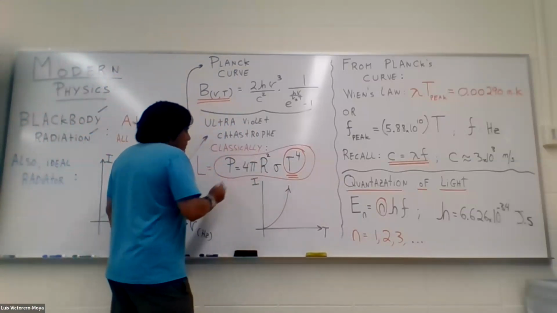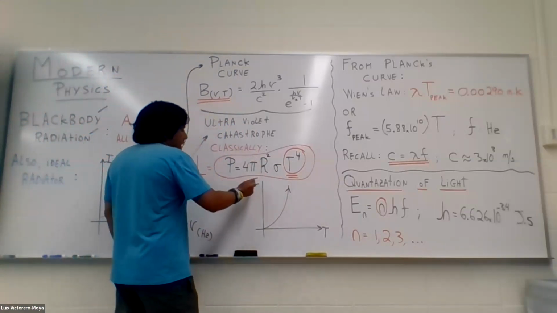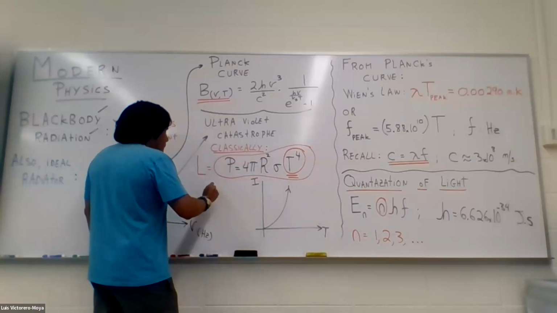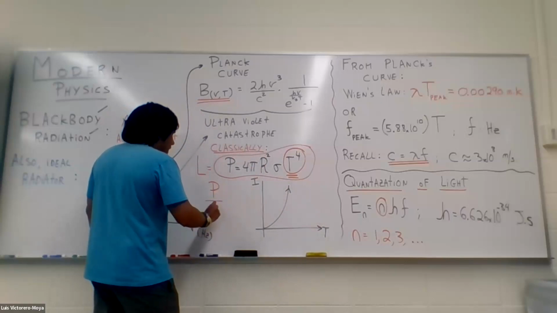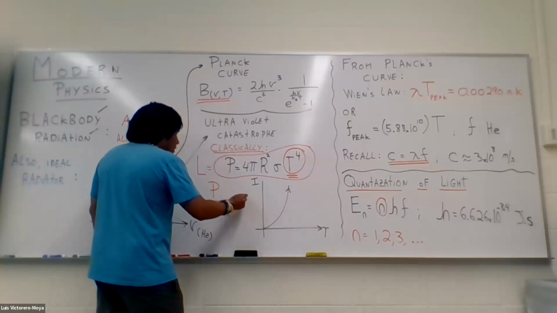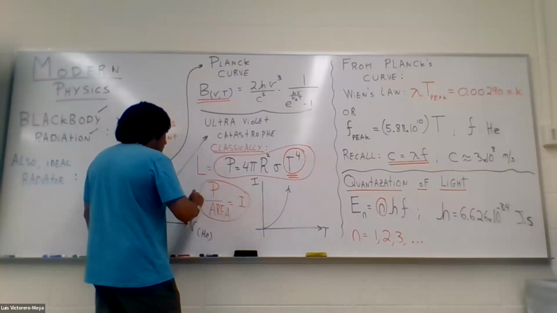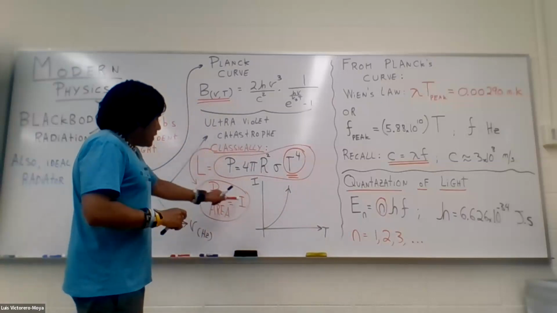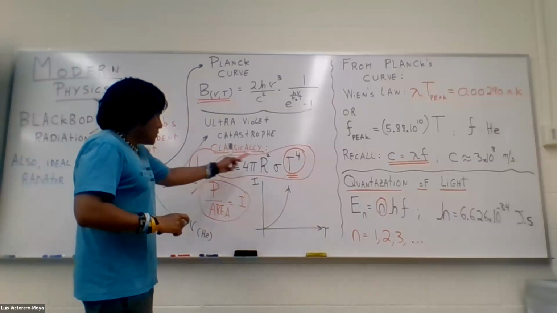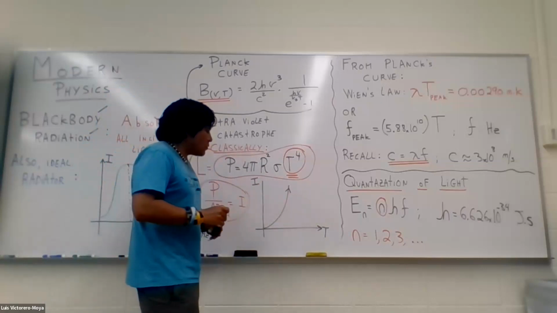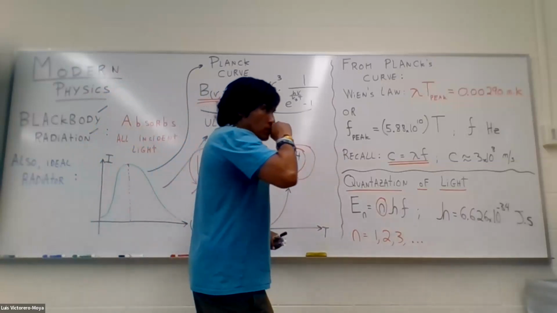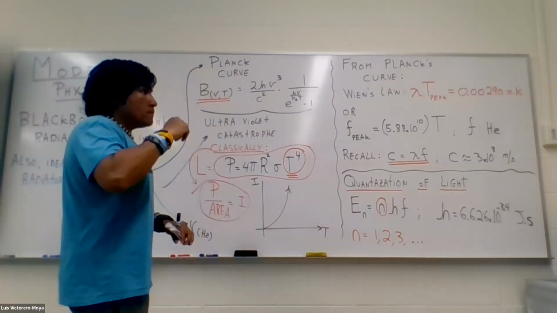So classically, if I were to plot the intensity as a function of temperature, and recall that classically power divided by area was the intensity, right? We did this before, so that's okay. So intensity is proportional to power. So we can plot intensity as a function of temperature, and because of this relationship, it's going to be recorded. Okay?